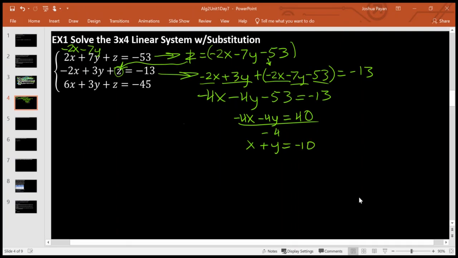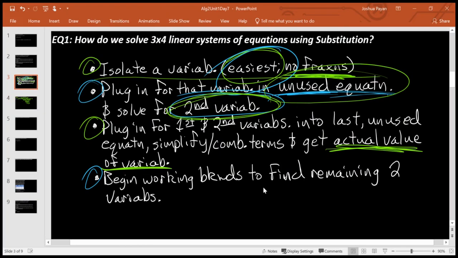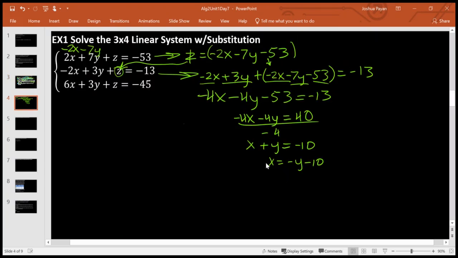Okay, so I can choose either x or y. I'm just going to get x by itself. So x is equal to negative y minus 10. And then I'm going to continue in my little process, plug in for the first and second variables into the last unused equation. Okay, so I'm going to plug in for x right here.